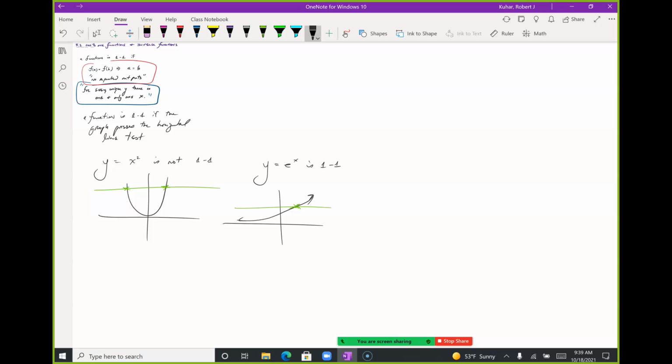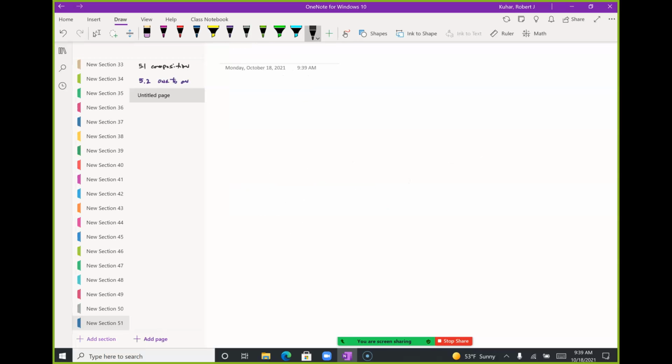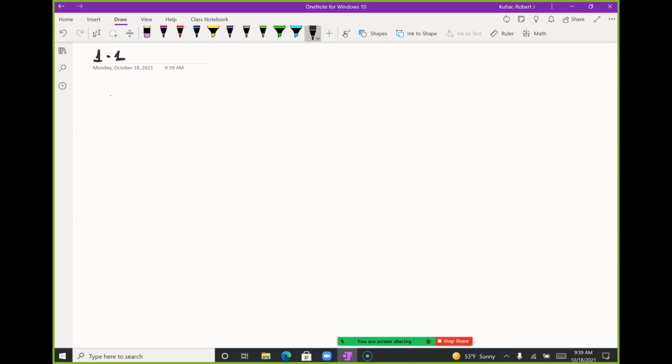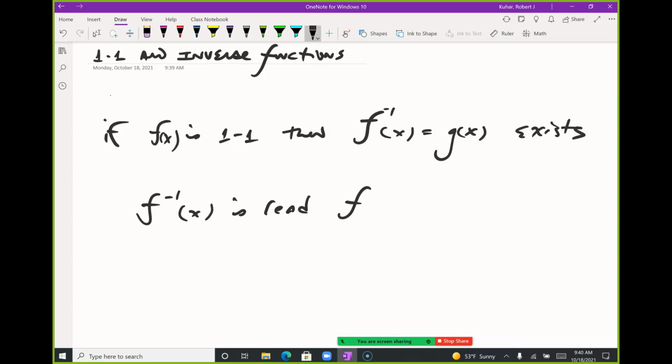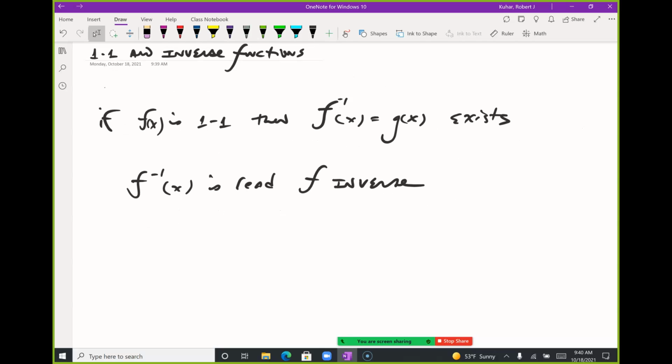Our big thing is, if a function is one-to-one, then the inverse exists, right? So this is the important piece. If f is one-to-one, then f inverse, which I'll often call g, exists. If f of x is a one-to-one function, then the inverse function, this should be f to the minus 1, f inverse, that's how it's read. f to the minus 1 of x is read f inverse. So that minus 1 doesn't mean reciprocal. It means inverse.